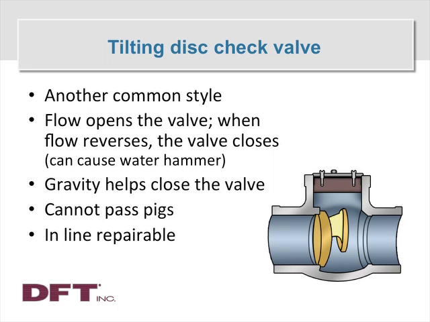This style valve, though, cannot generally pass the line pig through it because some of that counterbalance is going to be hanging in the flow stream, which would cause the pig not to go through. It is generally inline repairable, and the face-to-face standards typically are B16.10 face-to-face, so it has that in common with the swing check valve.